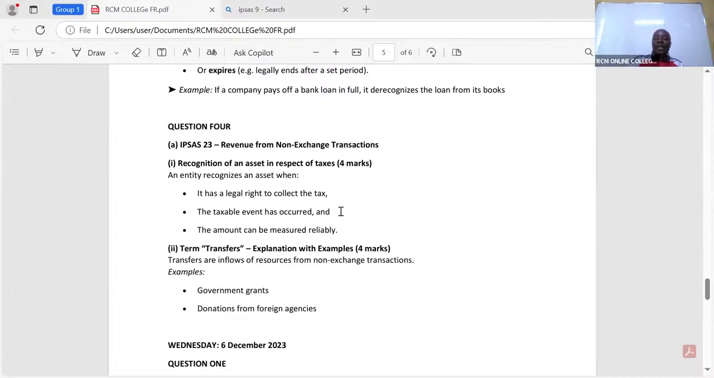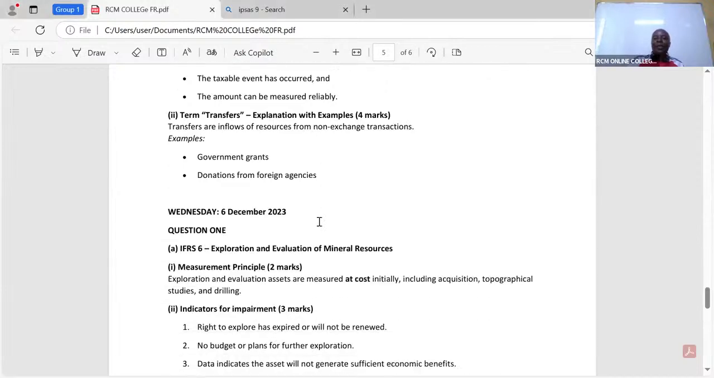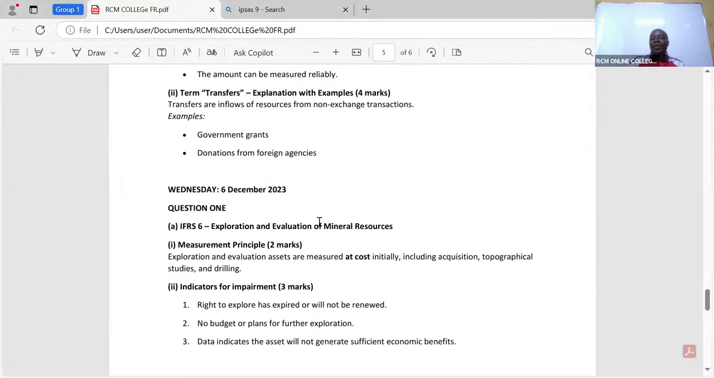And then on the last item here, this is very easy, it keeps on coming every now and then: exploration. You must have heard of exploration of mineral resources in Turkana. Exploration, IFRS 6, exploration and evaluation of mineral resources. This could be like the oil, like the diamond. It is exploration. So measurement principle. Exploration and evaluation assets are measured at cost initially, including acquisition, topographical studies, and drilling.